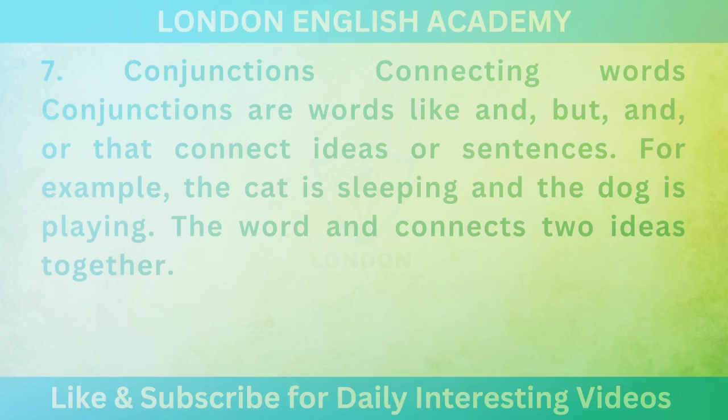7. Conjunctions. Connecting words. Conjunctions are words like and, but, or that connect ideas or sentences. For example, "The cat is sleeping and the dog is playing." The word "and" connects two ideas together.